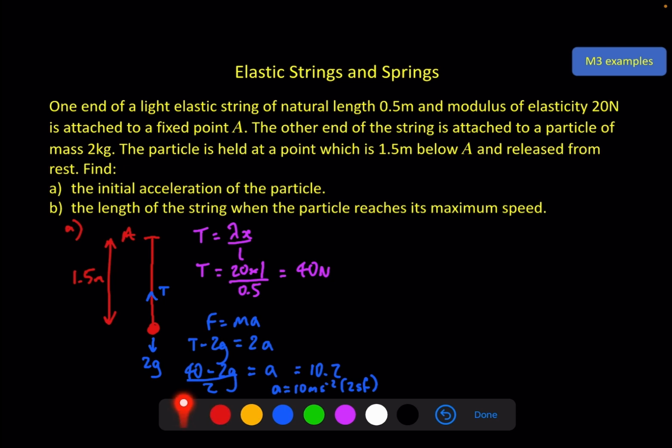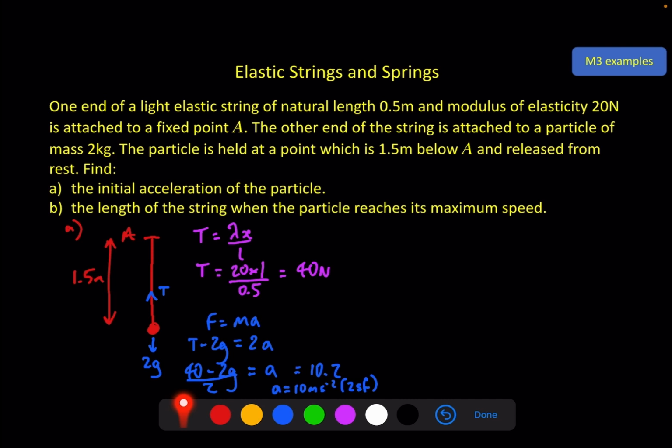Part B, the length of the string when the particle reaches its maximum speed. Okay, we need to think about this for a second. We need to consider, when does it reach its maximum speed? Now it might be easy to think it will reach its maximum speed when the string hits its natural length of 0.5. But don't forget we've got the weight of the particle to consider. At that point, when the length of the string is 0.5, the particle will be pulling it down.